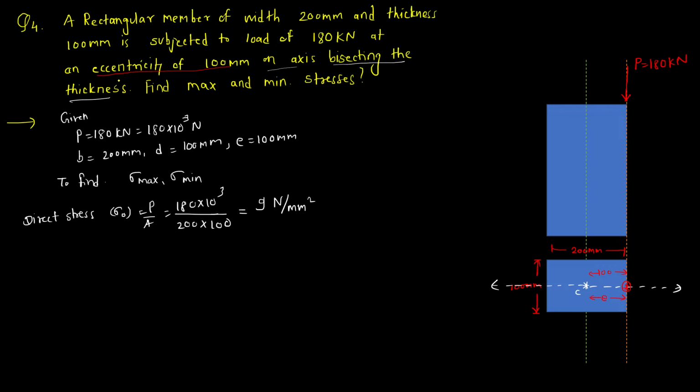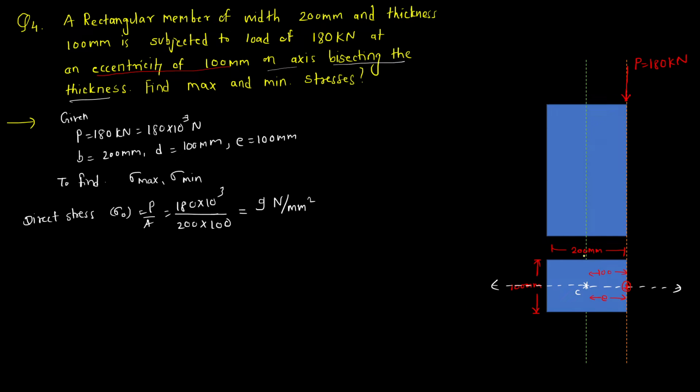So we'll take the next question. Question number 4. A rectangular member of width 200 mm and thickness 100 mm is subjected to a load of 180 kN at an eccentricity of 100 mm on axis bisecting the thickness. Find the maximum and minimum stresses.